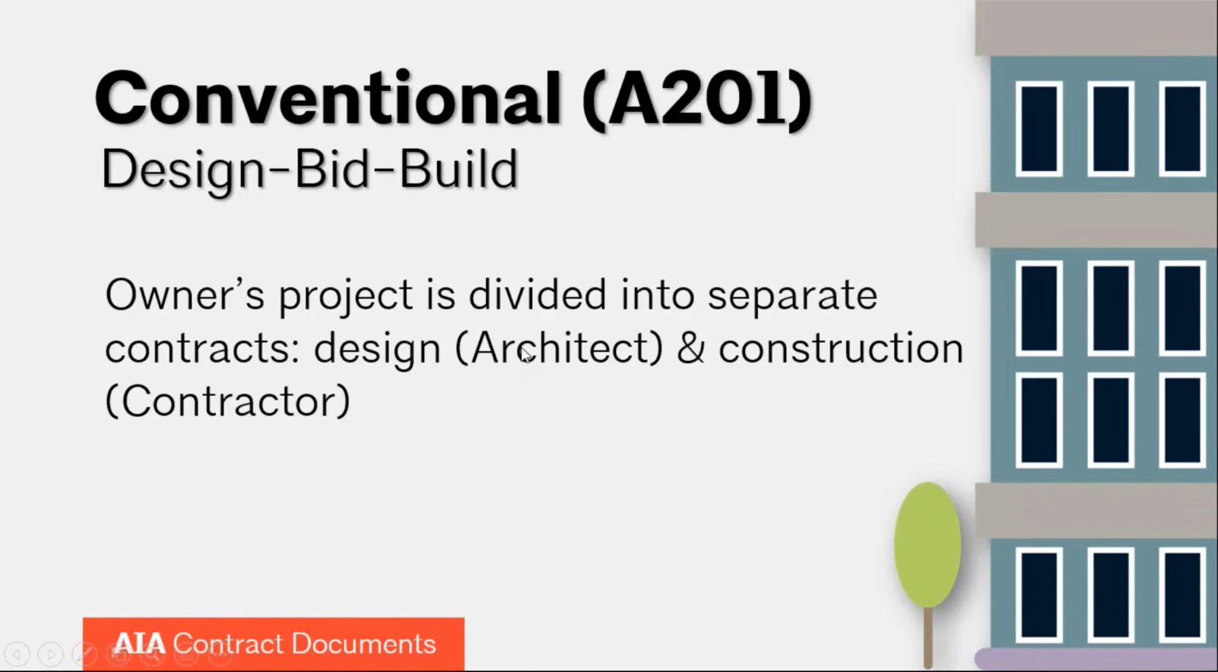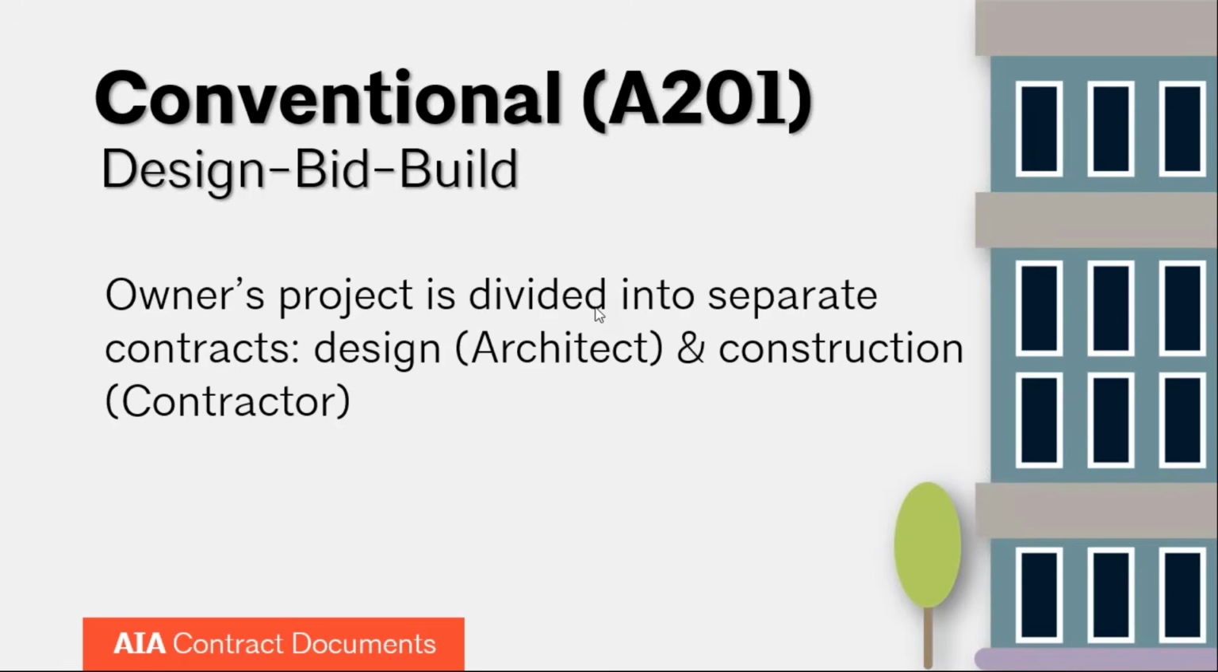So we're going to start with our most common document family, and that's called the conventional family, also known as A201 or design, bid, build. It follows a design, bid, build delivery method. Now, the conventional family is just when the owner's project is divided into separate contracts. So one contract with the architect who covers design and a separate contract with the contractor who covers construction.